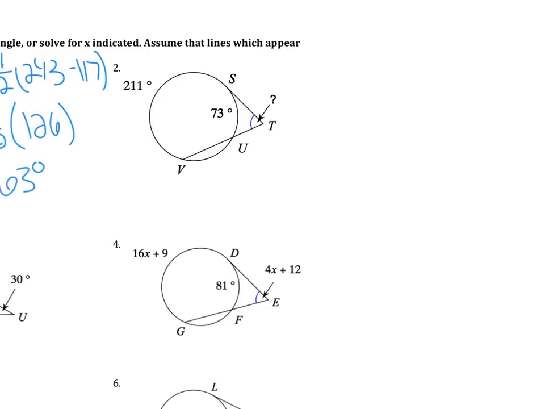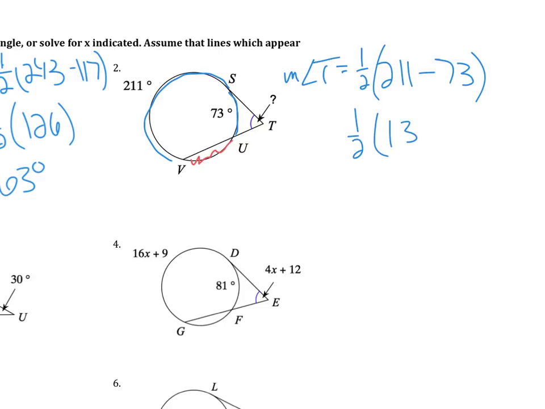We're still looking for a measure of angle T here, and it is 1/2 our major arc, which is our 211, minus our minor arc, which is now just that portion, because this portion over here is not included in those. That's one of the differences in a secant versus a tangent. So we're subtracting 73, and we get 1/2 of 138, and then multiply that by the 1/2, and we get measure of angle T equals 69 degrees.